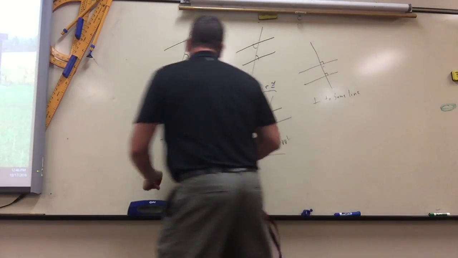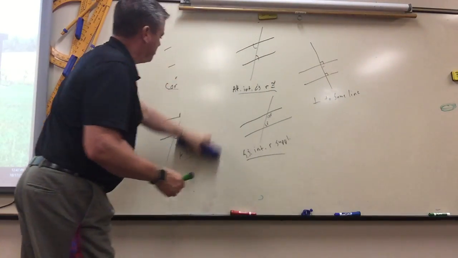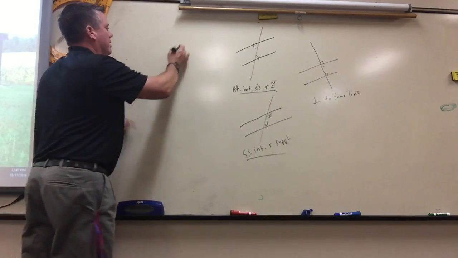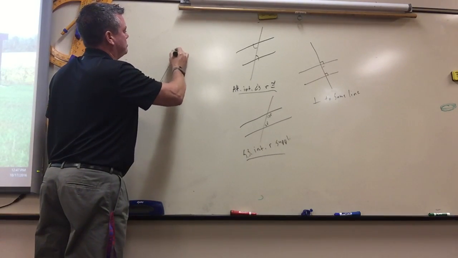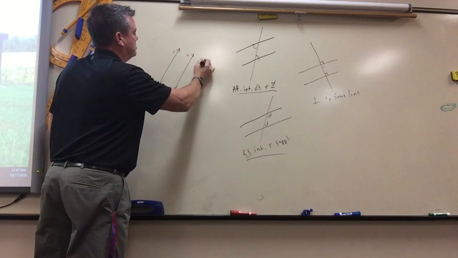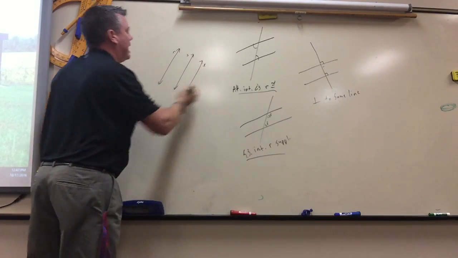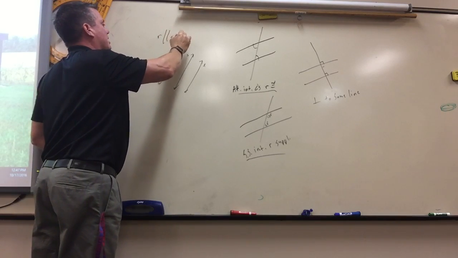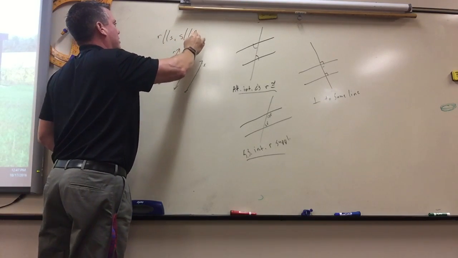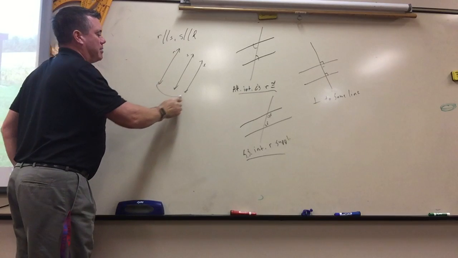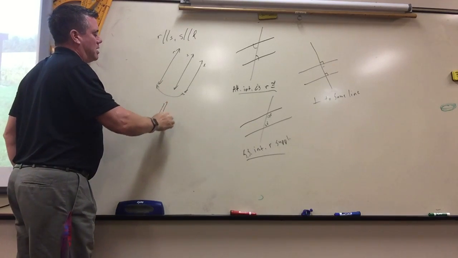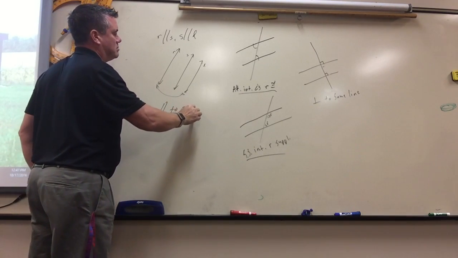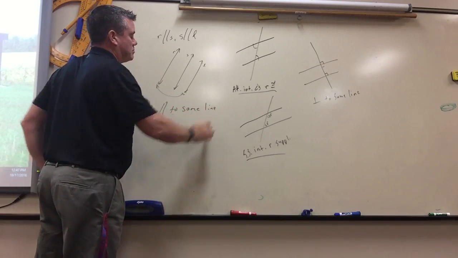And then the last one, it looks completely different than these. You'll have 3 lines. And then they'll give you some information. They'll say R is parallel to S and S is parallel to L. So that means these two are parallel because they're parallel to the same line. Okay?